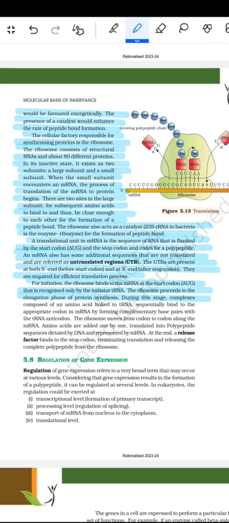During this phase, the complex of an amino acid linked to the tRNA sequentially binds to the appropriate codon in the mRNA by forming complementary base pairs with the tRNA anticodon. The ribosome moves from codon to codon along the mRNA.